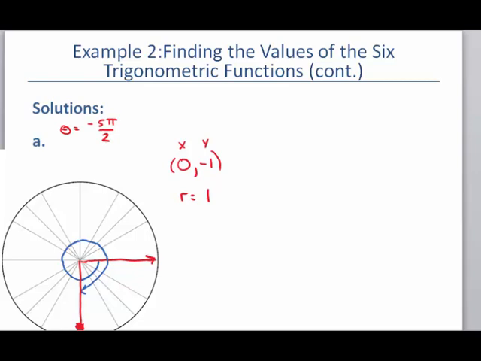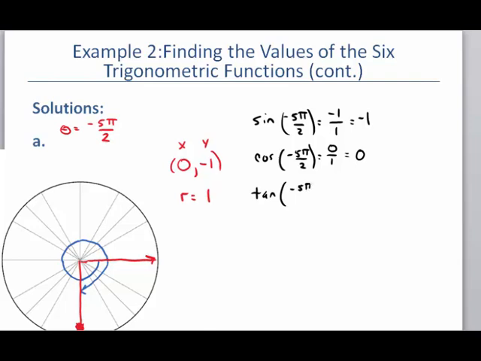All right, so once we have our x, y, and our r, we're ready to plug into our formulas. So remember that sine is y over r. So sine of -5π/2 is y over r. So -1 over 1, which is going to reduce to -1. Cosine of -5π/2. What is your formula for cosine? Your formula for cosine is x over r. So we'll have 0 over 1, which reduces to 0. Tangent of -5π/2. What's your formula? Y over x. So we'll have -1 over 0. Remember, you cannot have a 0 in the denominator, and so that will be undefined.